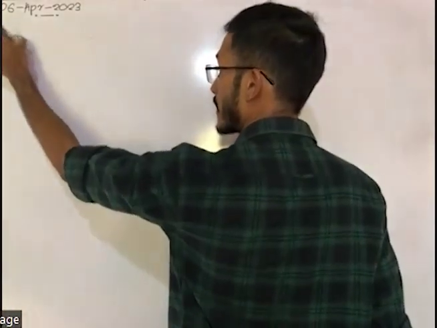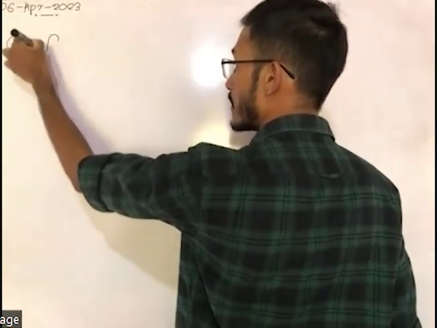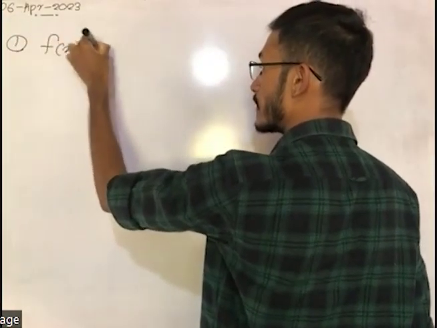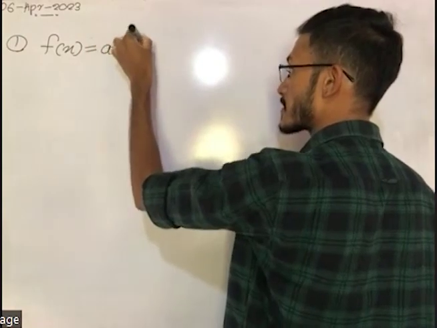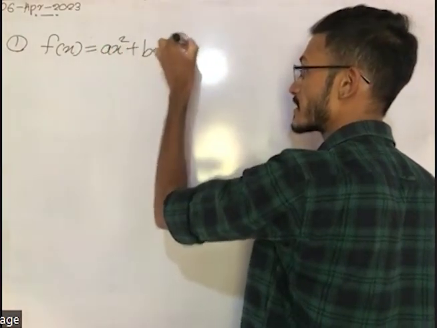Right now, I am going to write down the standard notation of a quadratic equation, right? So standard notation, we have done this last week. f(x) equals ax squared plus bx plus c. This is the standard notation of a quadratic equation.